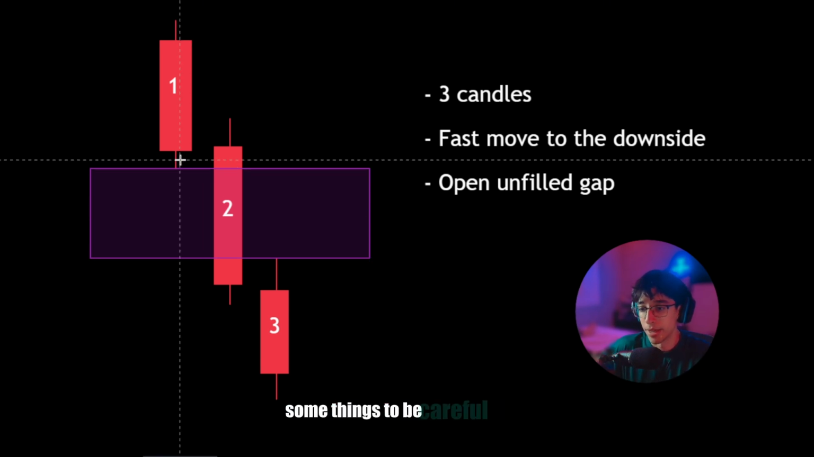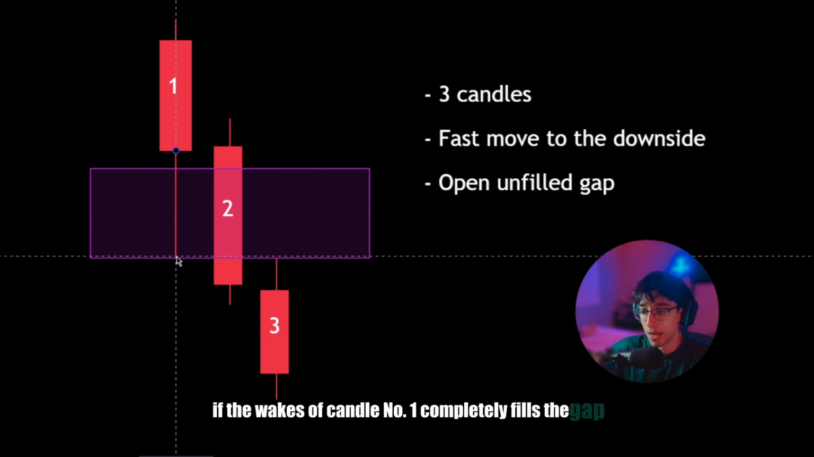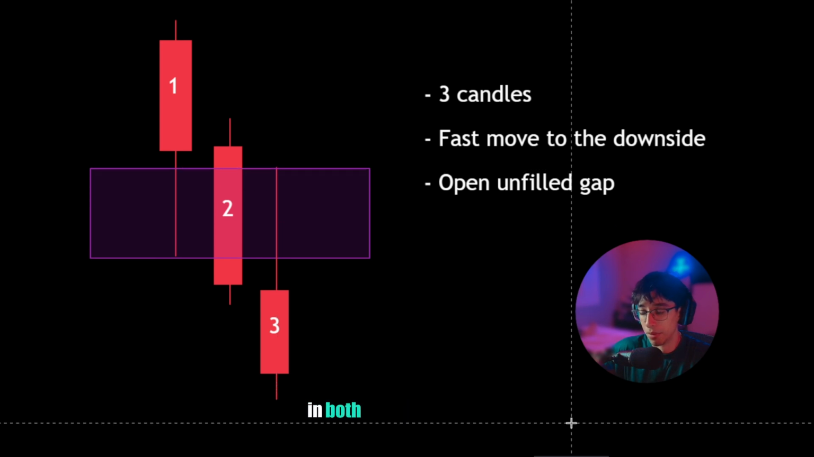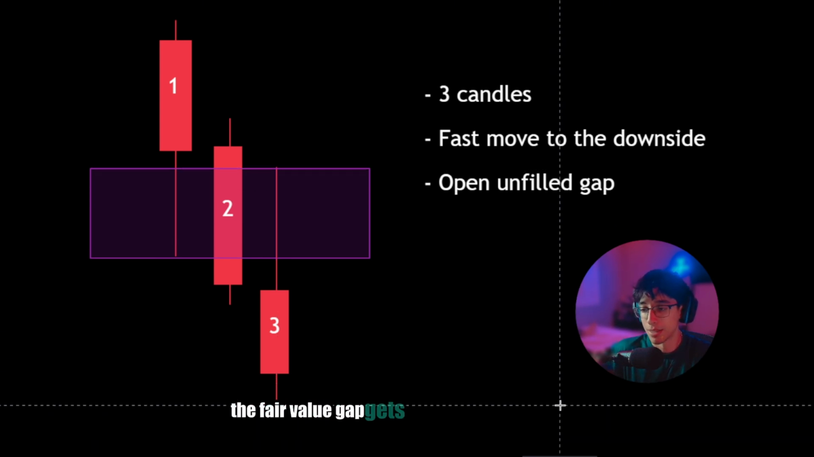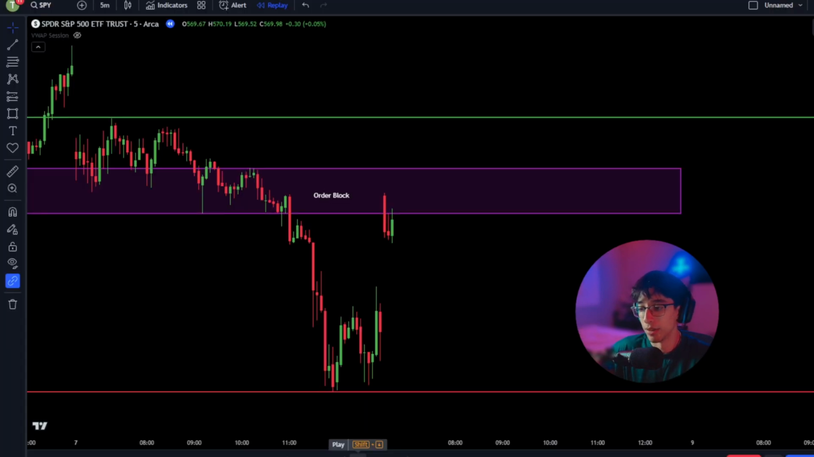Some things to be careful of are if the wick of candle number 1 completely fills the gap, or if the wick of candle number 3 completely fills the gap. In both of these instances, the fair value gap gets completely invalidated and we no longer consider this an imbalance. Now, going back to our chart here, let price play out until we form an inverse fair value gap.